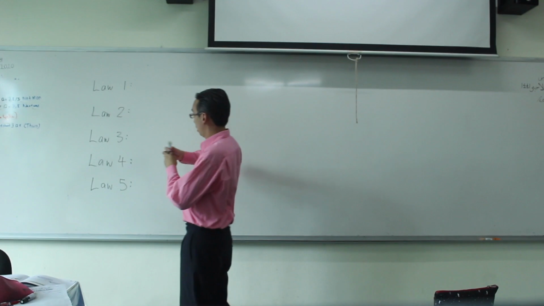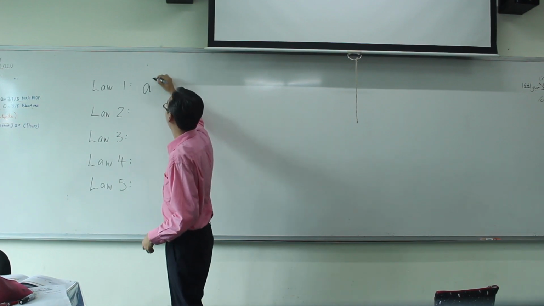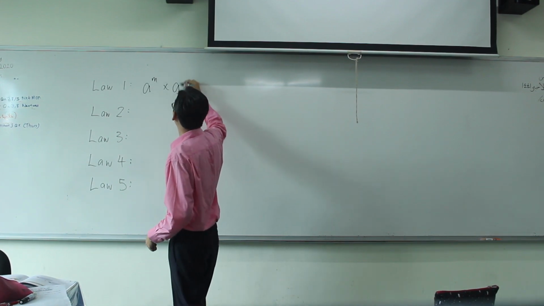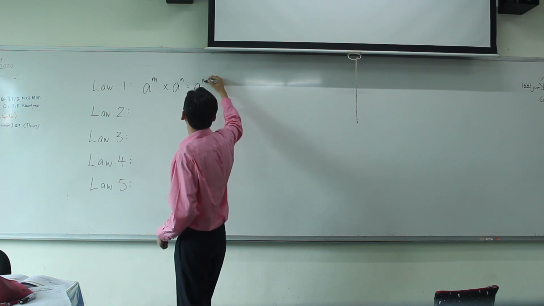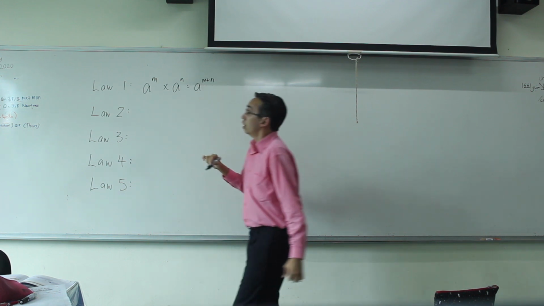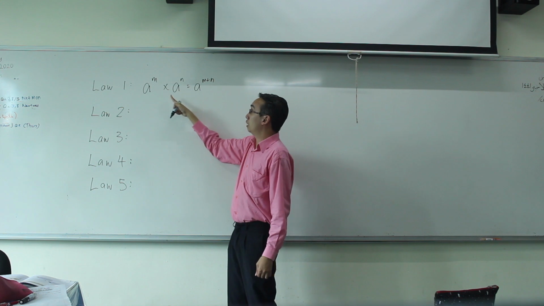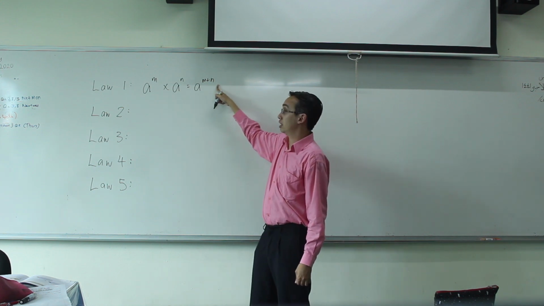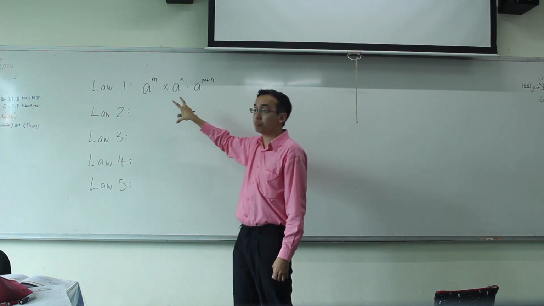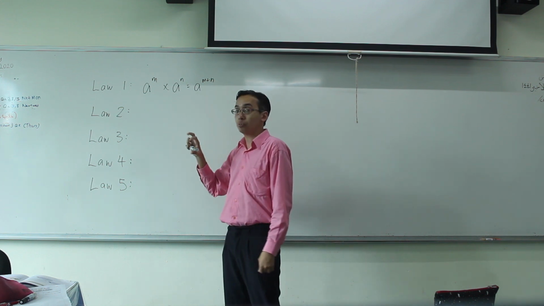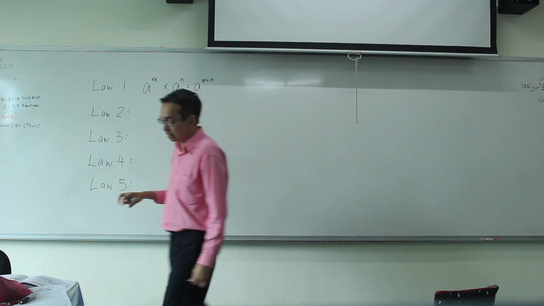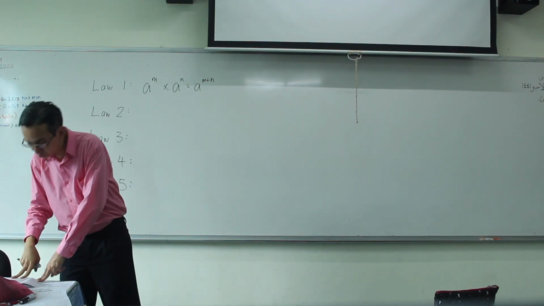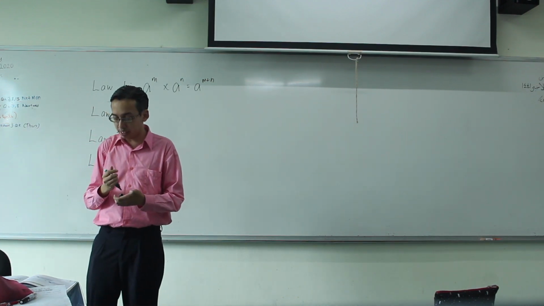We're going to try to derive the first law. I will write down the first law first: a to the power of m times a to the power of n is equal to a to the power of m plus n. As of now it doesn't make much sense, so let's make sense of it. Let's do the investigation first, so carry out the investigation on your own.